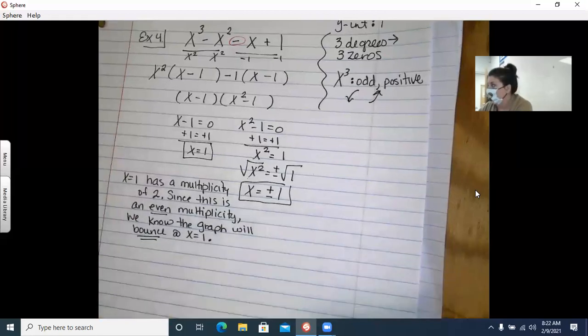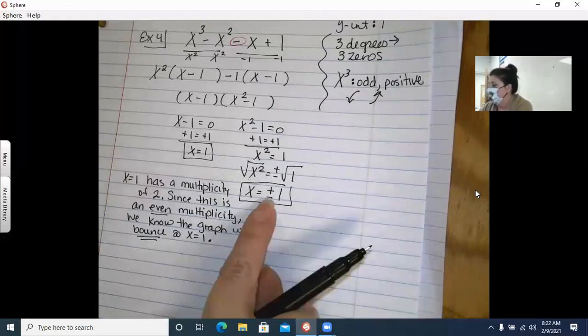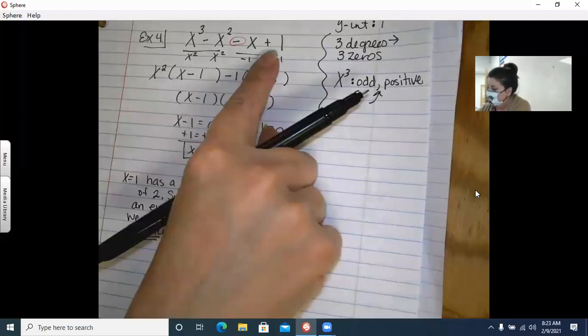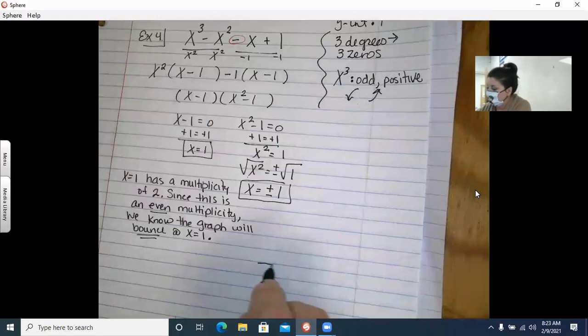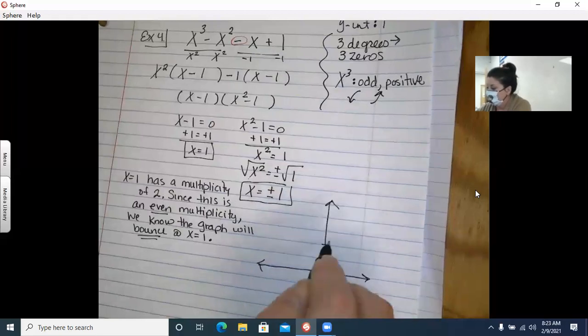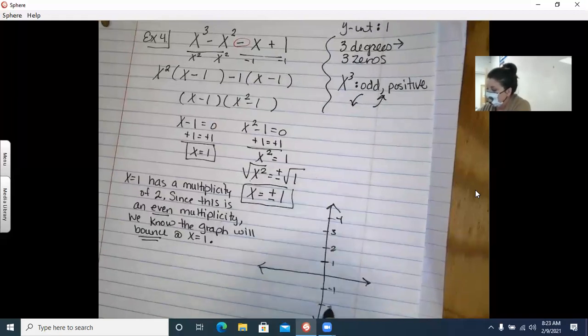Now, is it going to bounce at negative 1? No, because negative 1 only occurs once, right? So when you get to x equals 1, the graph's going to bounce. At negative 1, it will cross the x-axis just like they've all been doing. And don't forget our y-intercept is positive 1. So we know on the y-axis, it's going to cross at positive 1. So I'll at least want to go up that high. My smallest x value is negative 1. And my largest x value is positive 1.